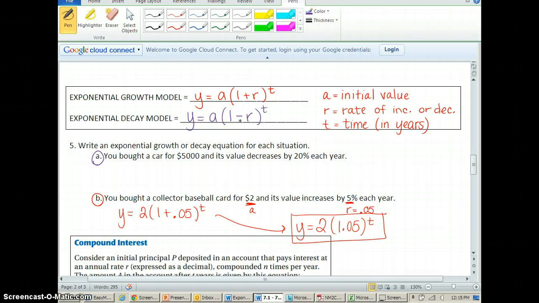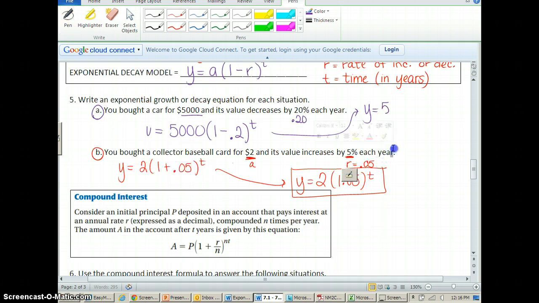So in this case here, I would have y equals, what's the initial value? It's 5,000, so that's what we're going to plug in for A, times 1 minus, remember we need to write this rate as a decimal, so minus 0.2 or 0.20, to the t power. So if I am to rewrite this in its simplest form, that would be y equals 5,000 times 0.8 to the t.